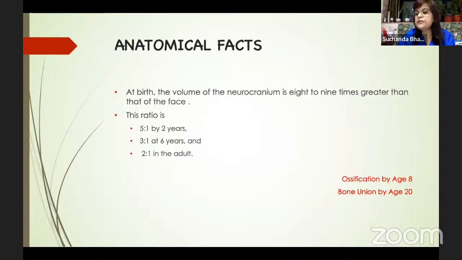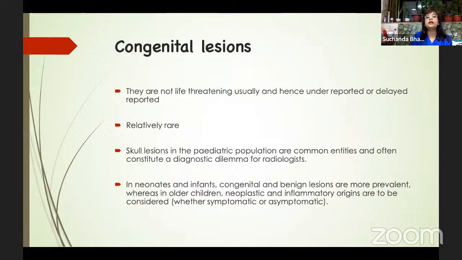Keeping this in background, I will come to the congenital lesions. What are they? They are usually not life-threatening and hence underreported or delayed reported. Relatively rare, skull lesions in the pediatric population are common entities and often constitute a diagnostic dilemma for radiologists. In neonates and infants, congenital and benign lesions are more prevalent, whereas in older children, neoplastic and inflammatory origins are to be considered. They may be symptomatic, or they may be asymptomatic.